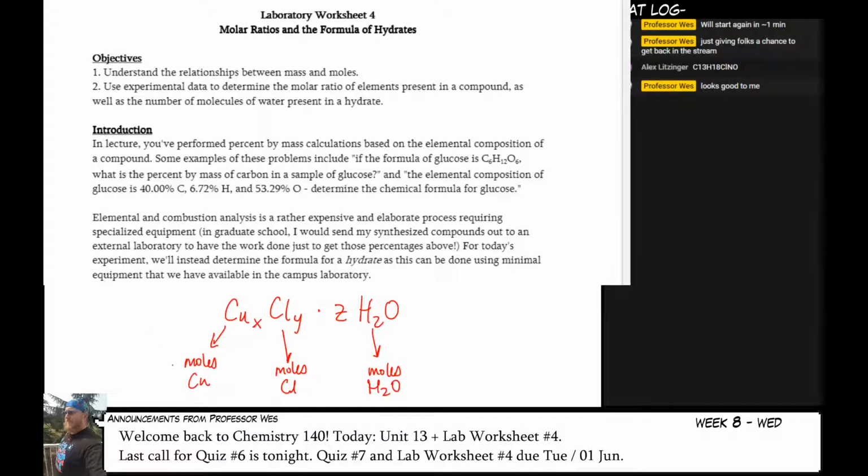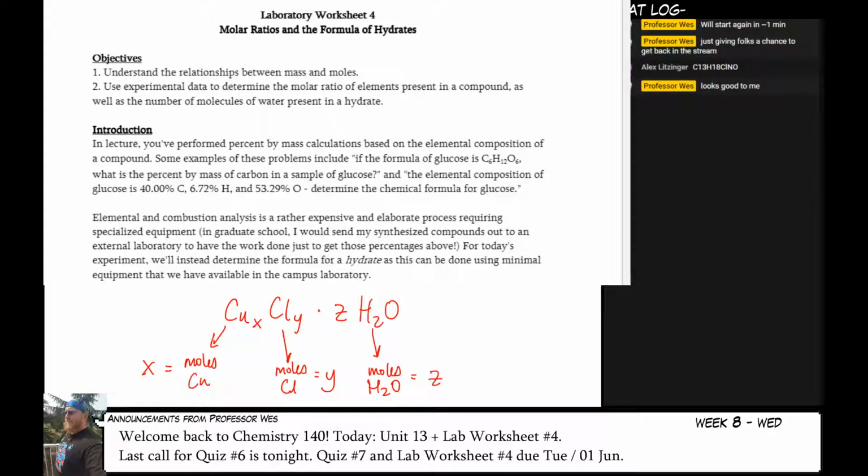So the number of moles of copper would be X, the number of moles of chlorine would be Y, and the number of moles of H2O would be Z, and you'd put them all in the spots that are assigned. Notice that the Z goes in front of the water and not a subscript after it. From there, you just treat it like an empirical formula problem. Divide by the smallest number, and that'll give you the ratio of copper to chlorine to water. And if you have any fractions, deal with them that way. You probably won't end up with any fractions.